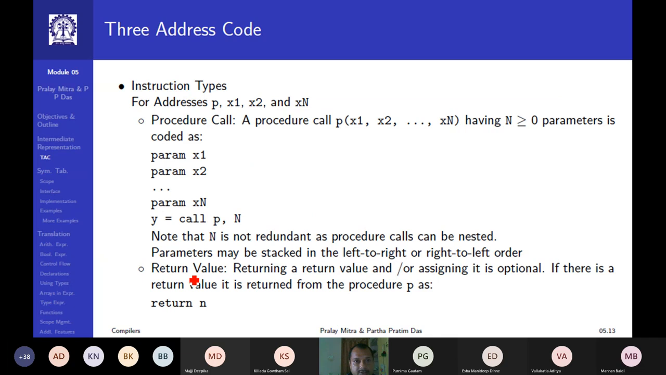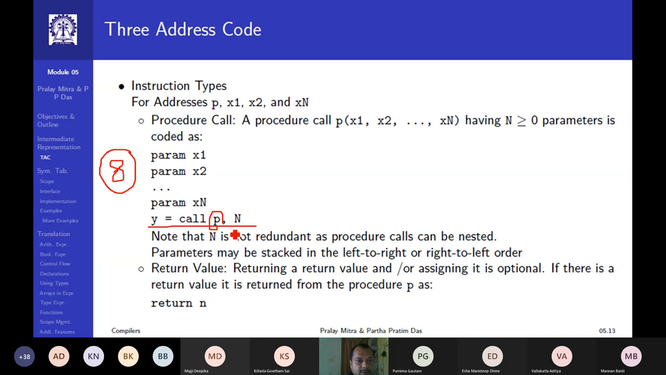Okay, what next? Function call or procedure call. So procedure call, as you know, is like an integer function, where I am sending some parameters. In that case, it will be coded as param x1, param x2, param x3, like that, and finally we will call, y equals call P, comma n. Y is the return, P is the name of the function, n indicates the number of parameters. And just before this, you mention who are going to be your parameters. So this number is 8 now. This is the function call.